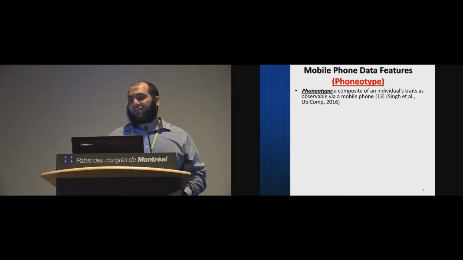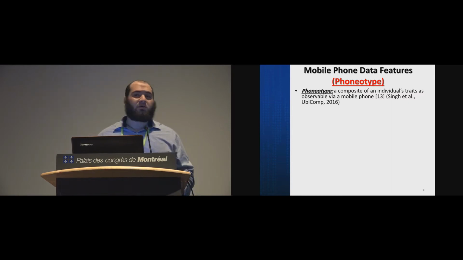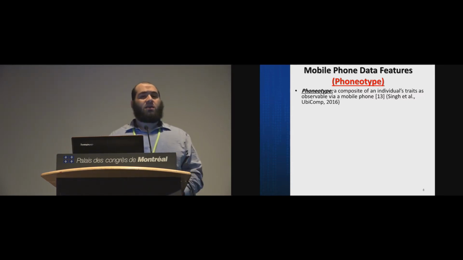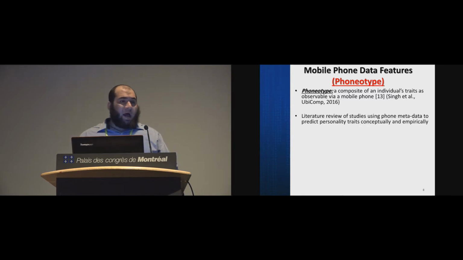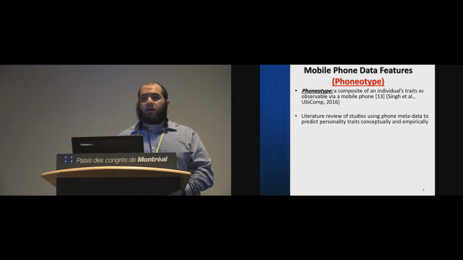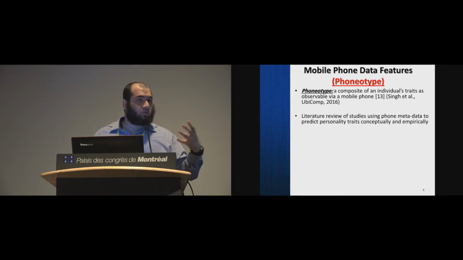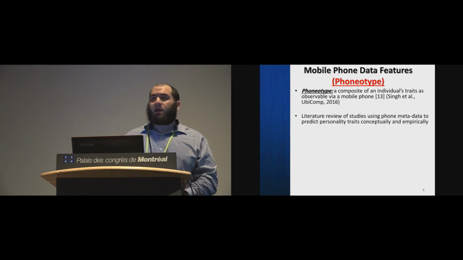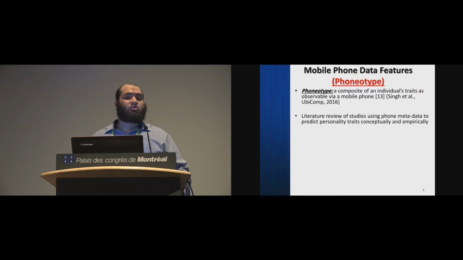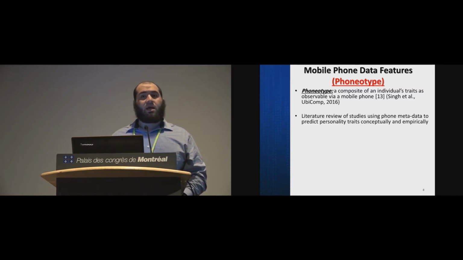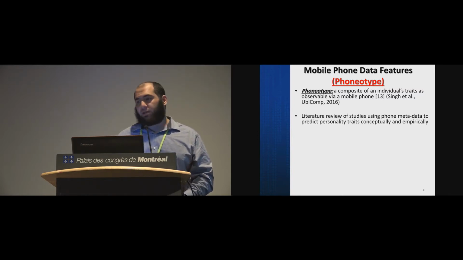If you don't understand anything, no problem. All I want you to remember throughout the presentation is that these are the data that we collected from the participants' Android applications. Now, how do we create various features using these data collected from the phones, trying to predict people's trust propensity? We have done a literature review of studies that have already used phone metadata to predict personality traits, conceptually as well as empirically.